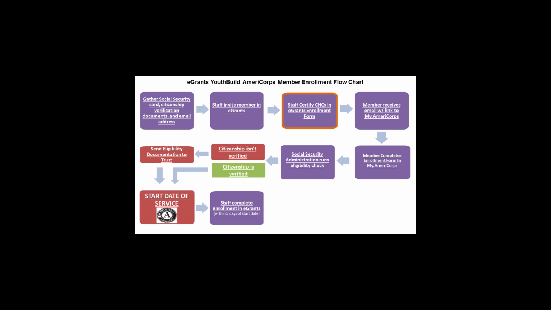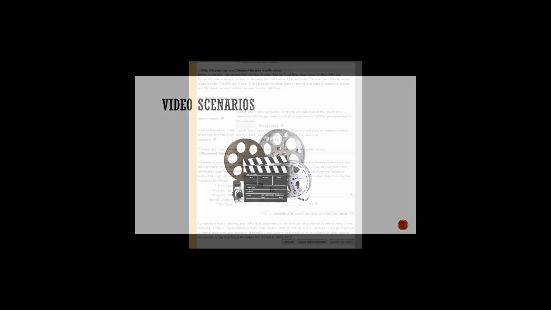Next, the member completes their portion of the enrollment form. Then the Social Security Administration reviews the information. If the information is automatically verified, program staff can complete the placement section at the bottom of the enrollment form, and if not, the staff will submit proof of eligibility before a member can start service. Now let's look at the enrollment form and see some examples of how these changes can play out in eGrants.